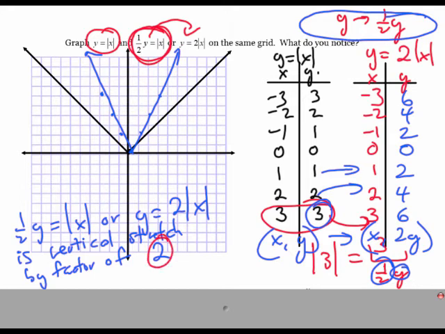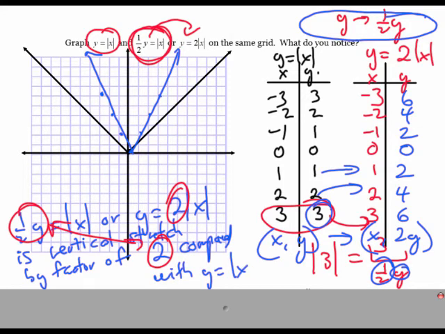Notice that the factor here and here match, or in this case they are reciprocals of each other, inverses, dividing by 2 versus multiplying by 2, compared with your original graph.